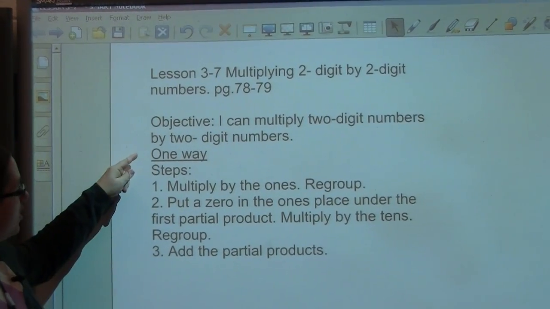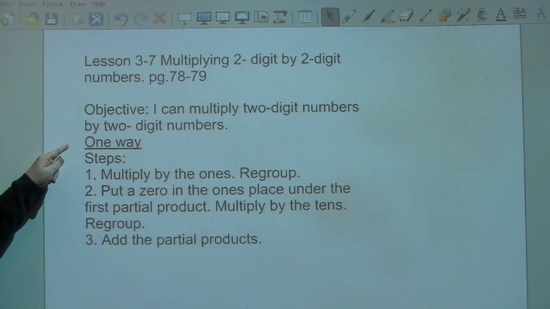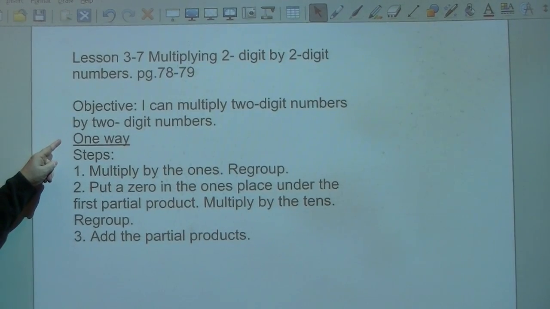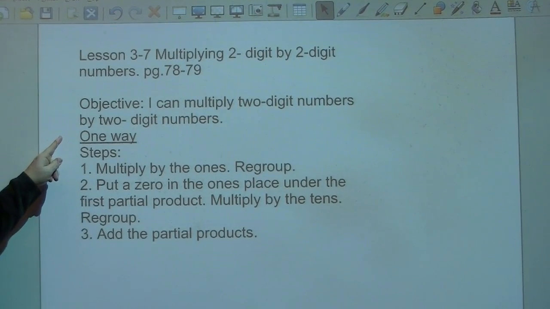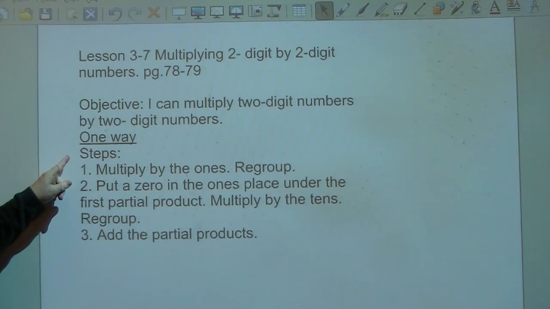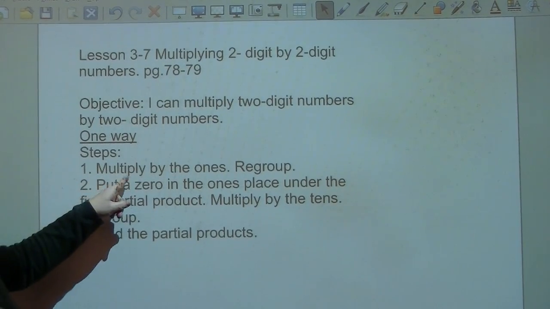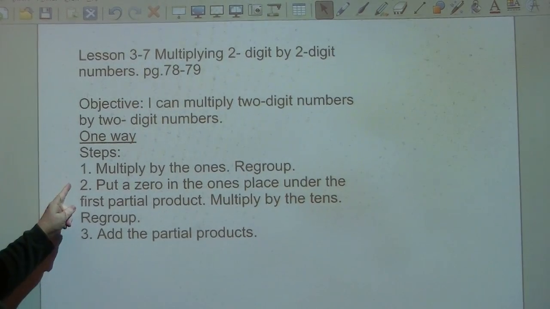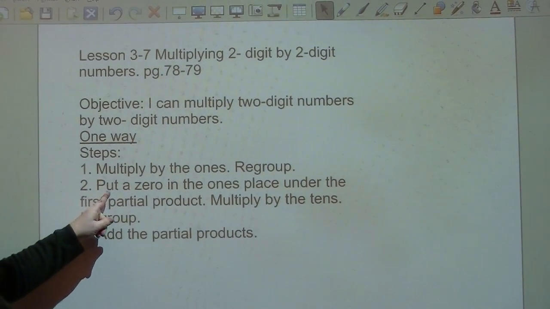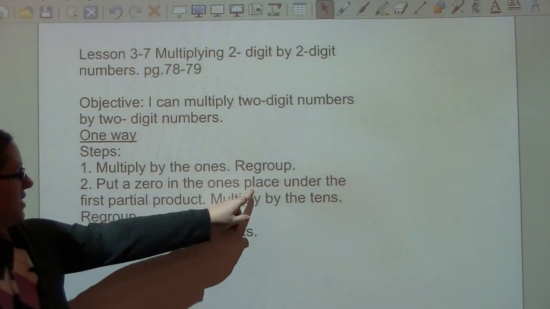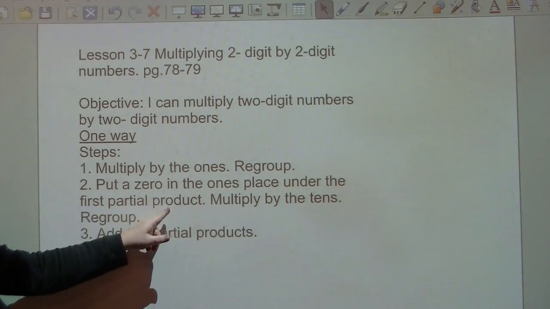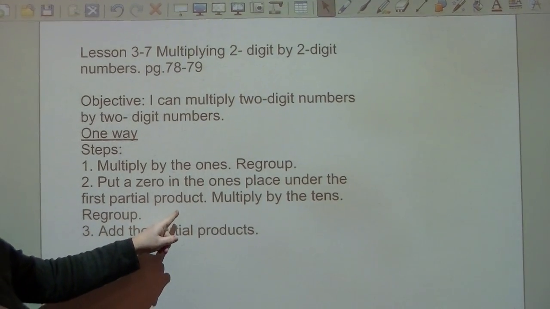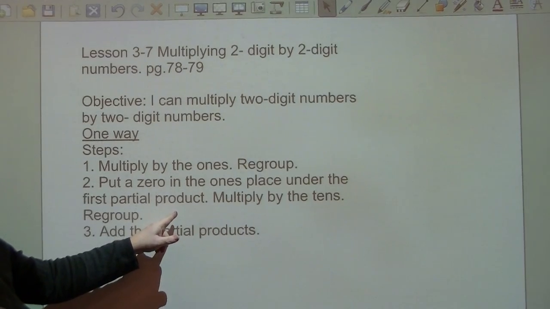And I want you to start right away today before we get into our examples. Go ahead and let's get these steps down. This is one way. We're going to go through two different ways today, and this is your first way. Your first step is to multiply by the ones and regroup if necessary. Step number 2 is to put a 0 in the ones place under the first partial product. And partial product we'll go over in a few minutes if you're not understanding what that term is.